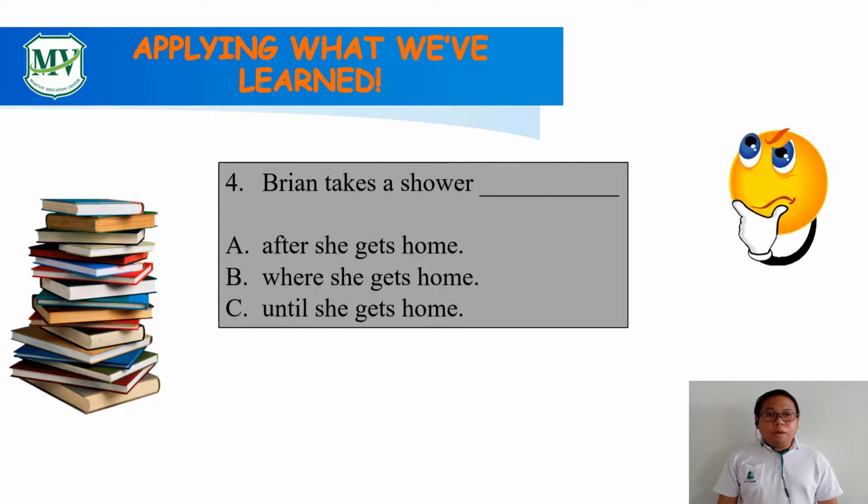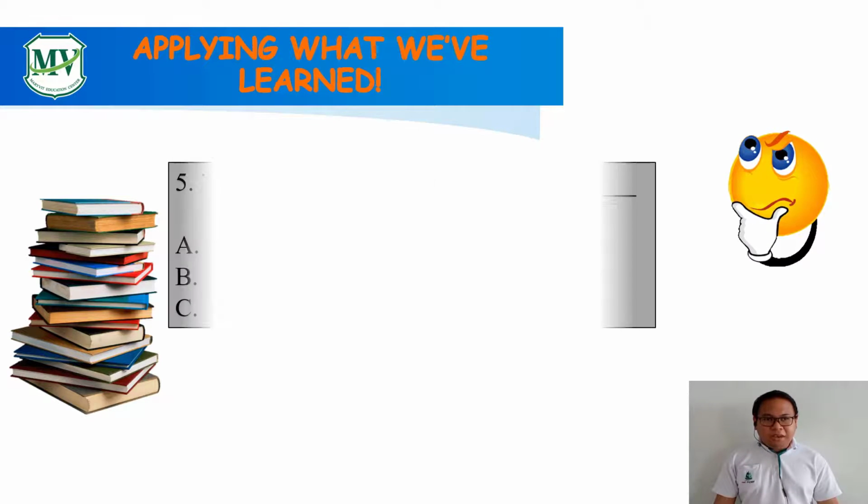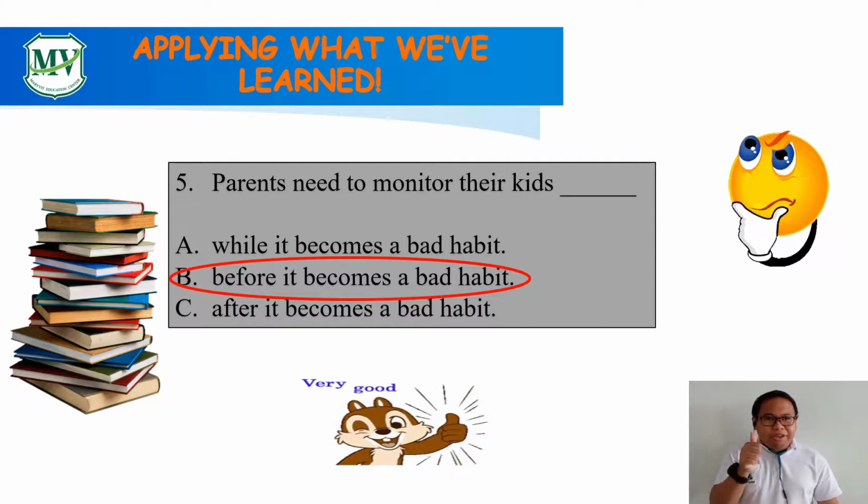Fourth one. What do you think is the answer to this? Brilliant job. It is letter A, as it talks about a situation that happens succeeding the first one. Last but not the least, we have the fifth. What do you think is the answer to this? Fantastic. It is letter B, as the sentence focuses on a situation prior to the next one. Did you get them all? Very good, everyone.